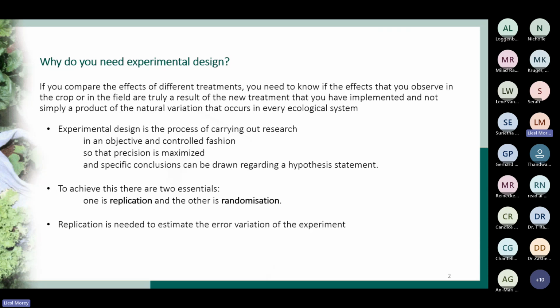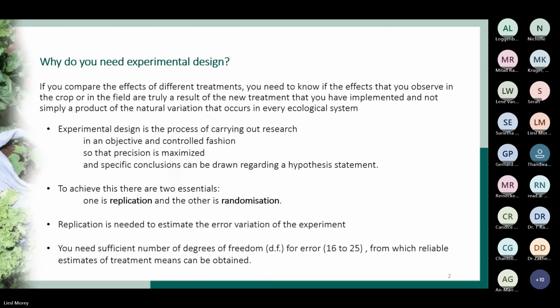Replication is needed so that we can estimate the error variation of the experiment. So we need a sufficient number of degrees of freedom for error, which we will go into again later when we go into specific examples, but we generally recommend 16 to 25 degrees of freedom for error. From this, you will be able to get a reliable estimate of treatment means.